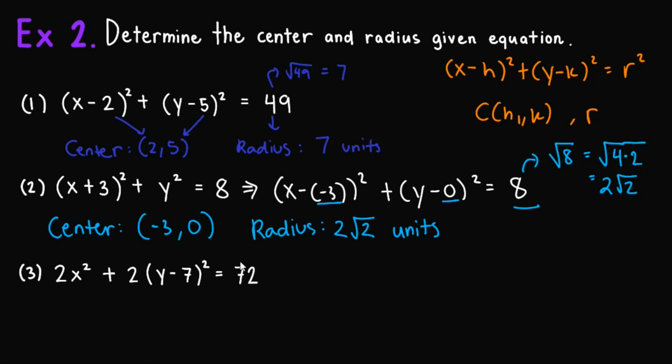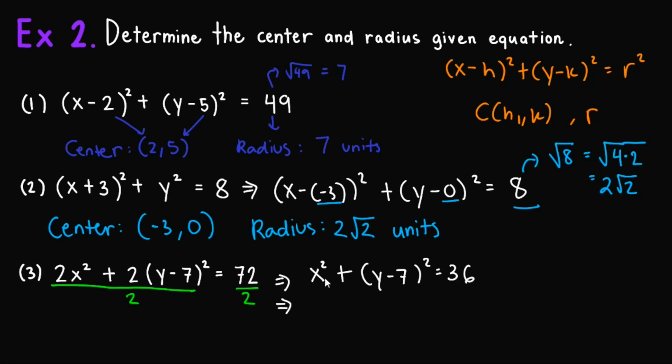In here, take note that we have a coefficient of 2 and a factor of 2 out here. But in our form, we don't have any of that. Since these two are the same, what we can do is divide both sides of the equation by 2. So that would give us x² + (y − 7)² = 36, since 72 divided by 2 is 36.